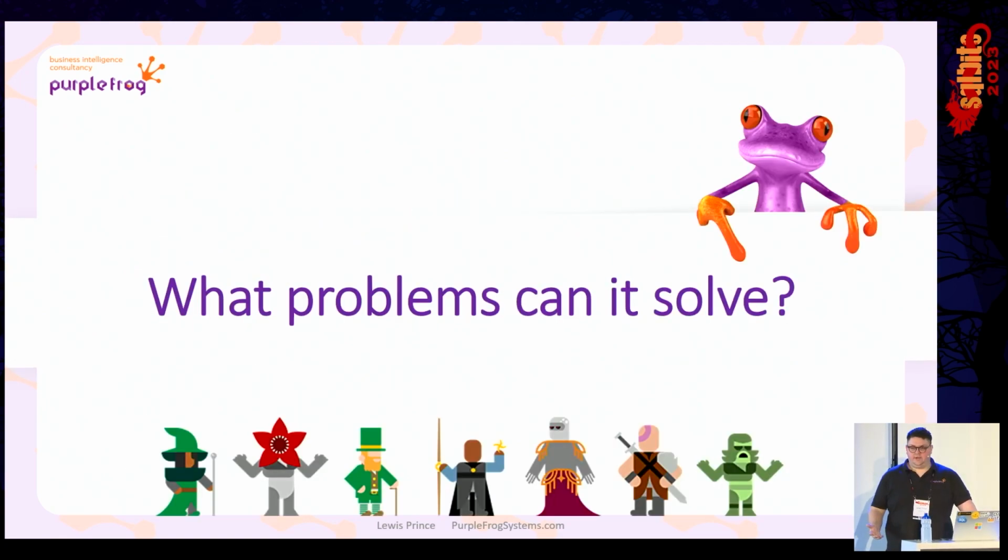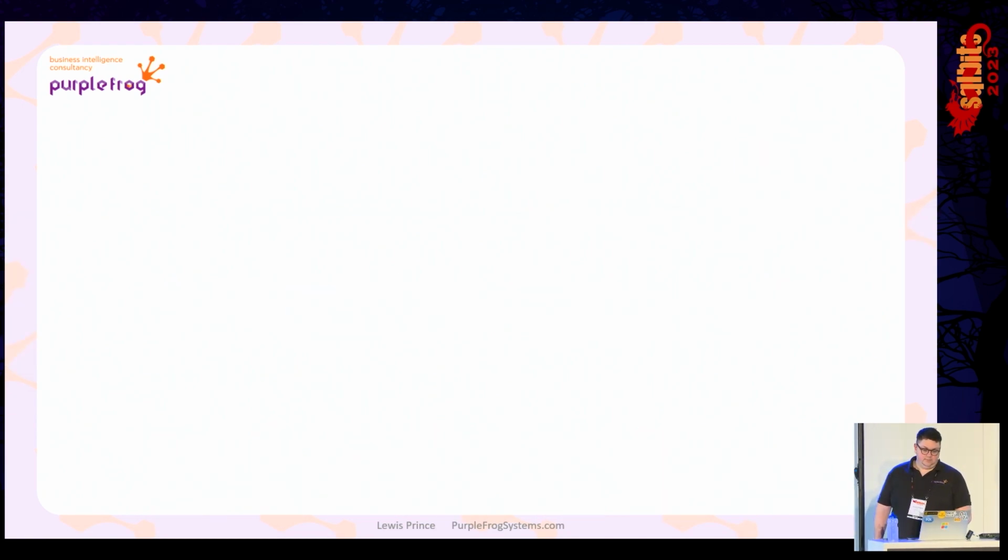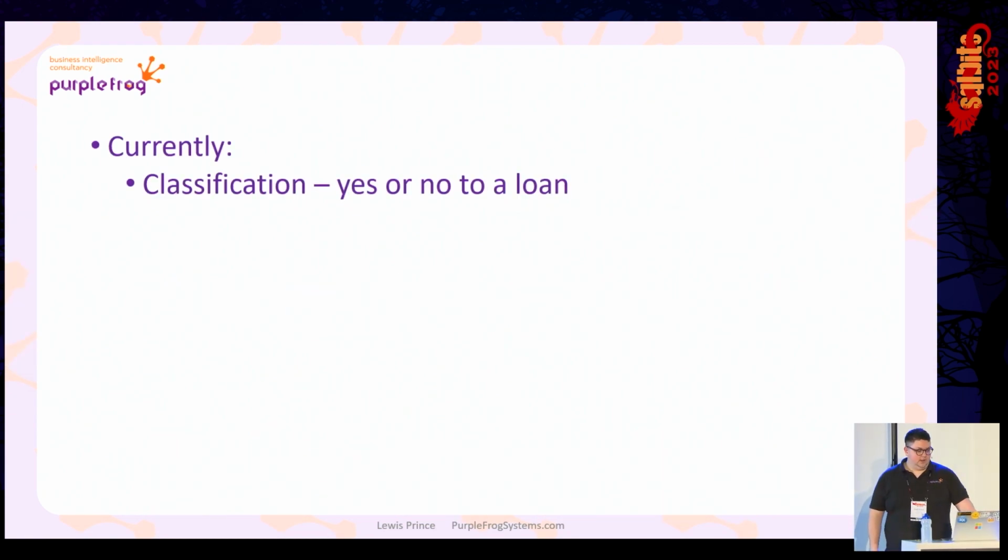So what problems can it solve for you? Currently, your classification problems. This can be like yes, no to a loan, for example, when you go to the bank. It can also be multi-class, such as selecting what color something should be based on a set of parameters. Classification is the most common kind of problem we see.